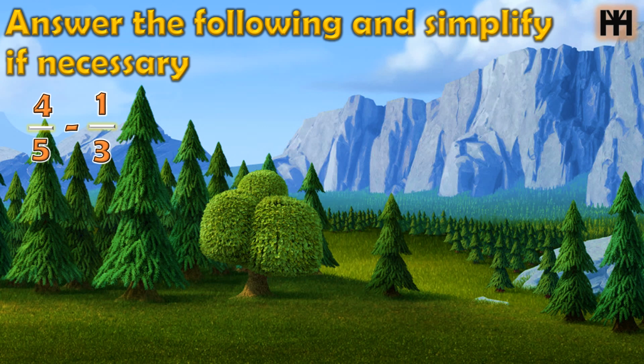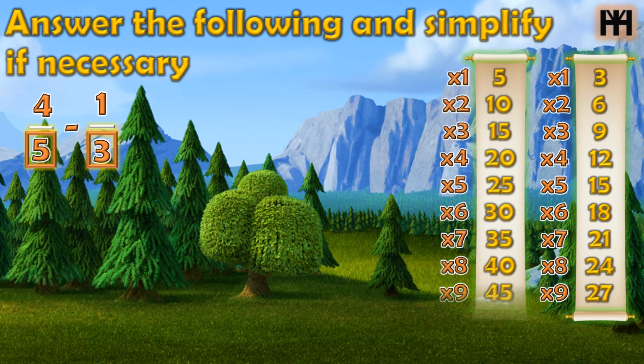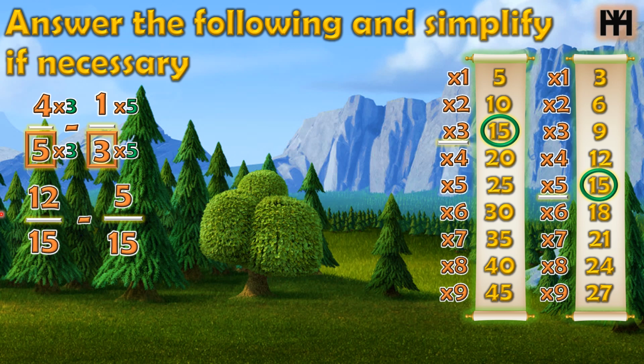Okay, 4 over 5 minus 1 over 3. Let's bring up the two tables, table 3 and table 5, and let's see where is the LCM. It's 15, so in order to make the 3 15, we multiply it by 5. In order to make the 5 15, we will multiply it by 3. So here we multiply by 3 up and down, and here we multiply by 5 up and down. Then rewrite the fractions here. So it's 12 over 15 minus 5 over 15. So it's 12 minus 5 over 15. So it's 7 over 15.